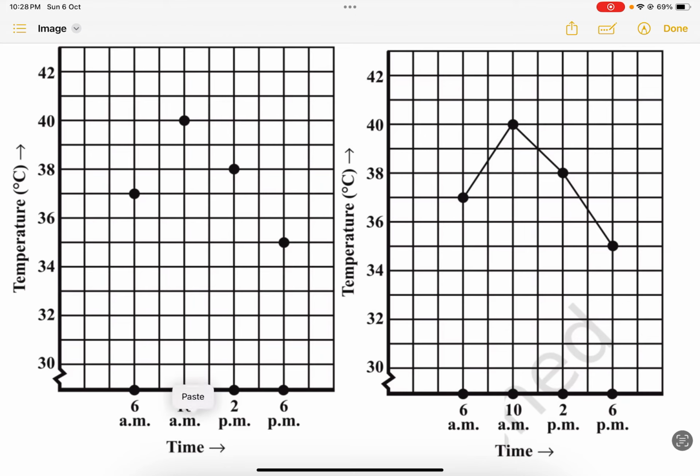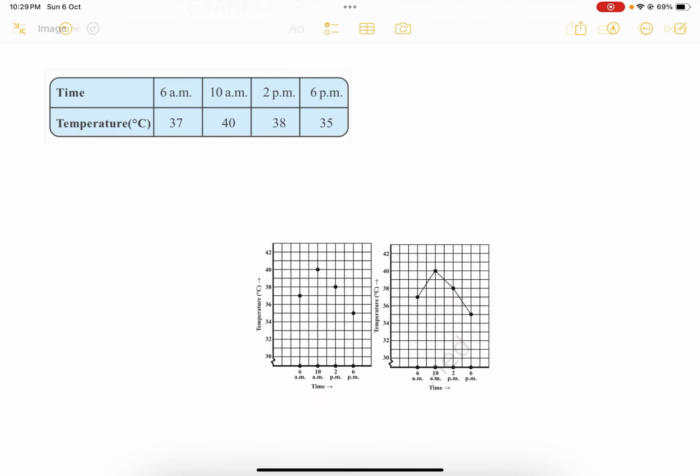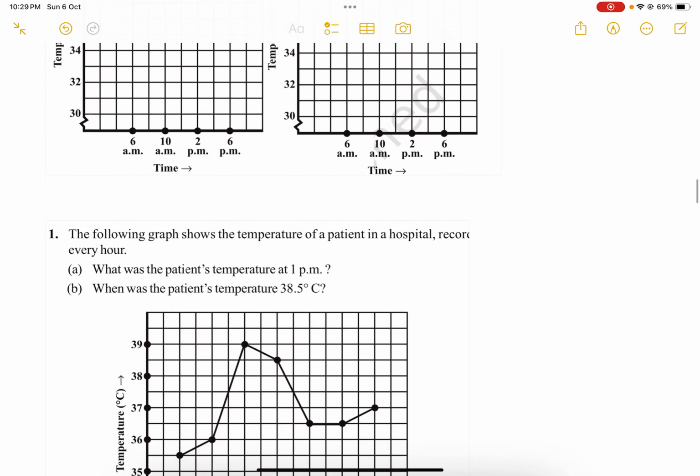At about 10 a.m., the temperature is 40 degrees. About 2 p.m., the temperature is 38 degrees. At 6 p.m., the temperature is 35 degrees. Similarly, when you draw this graph, we are able to plot the points like this. And then you have to join them by using a line. So this is called the line graph. This is another way of representation.